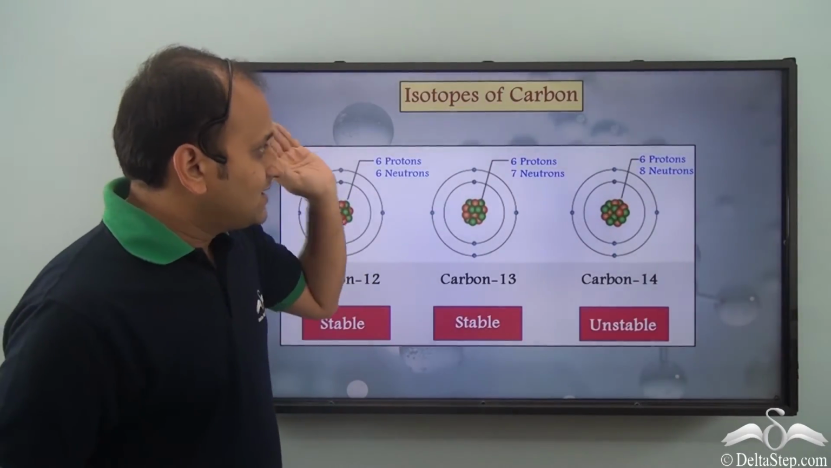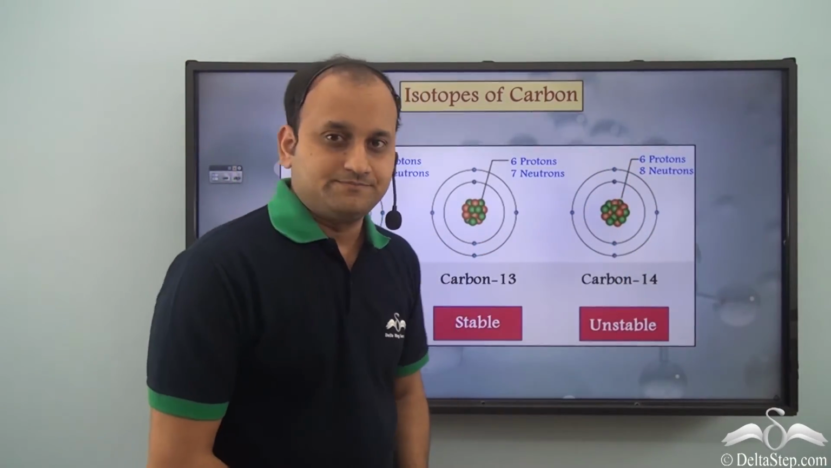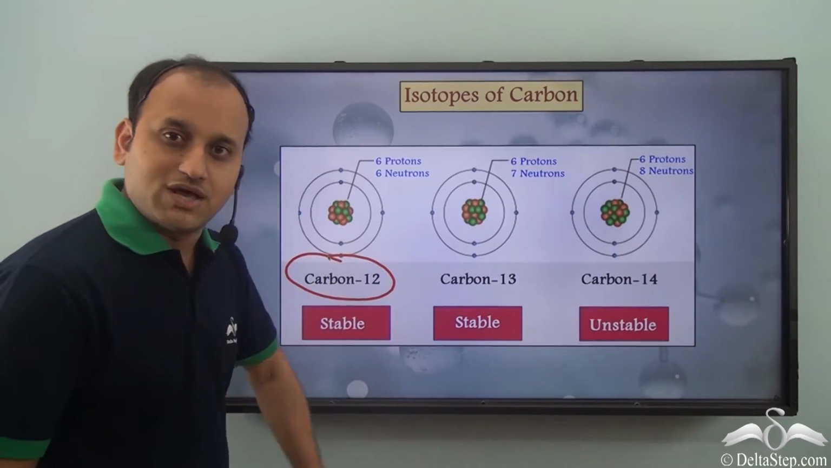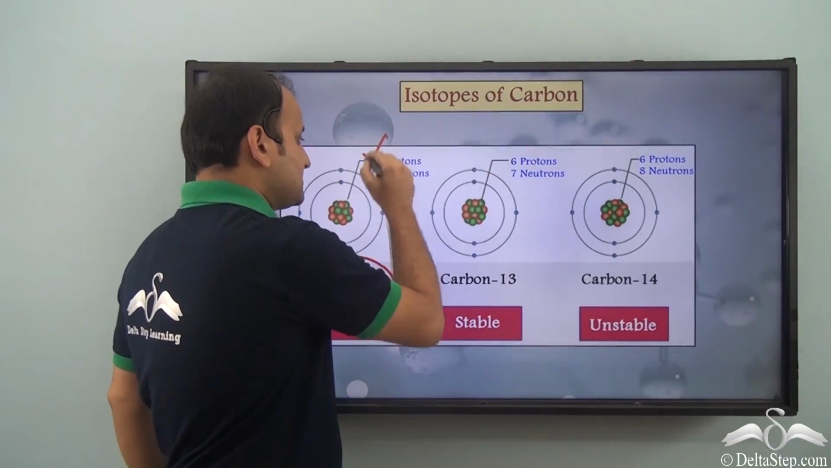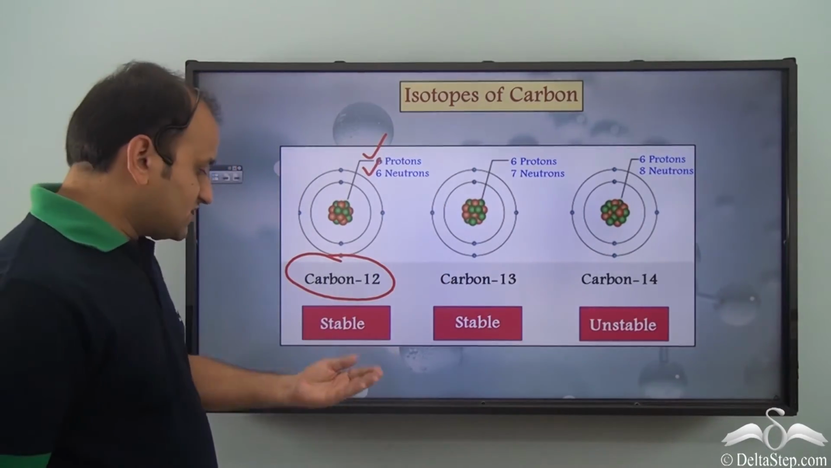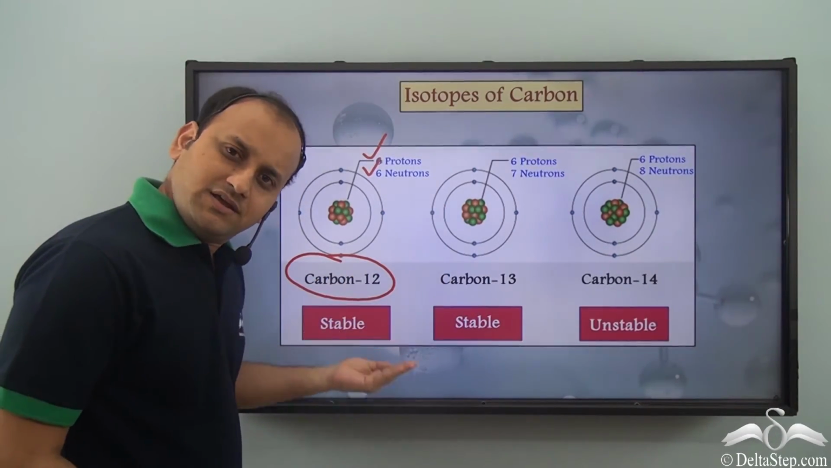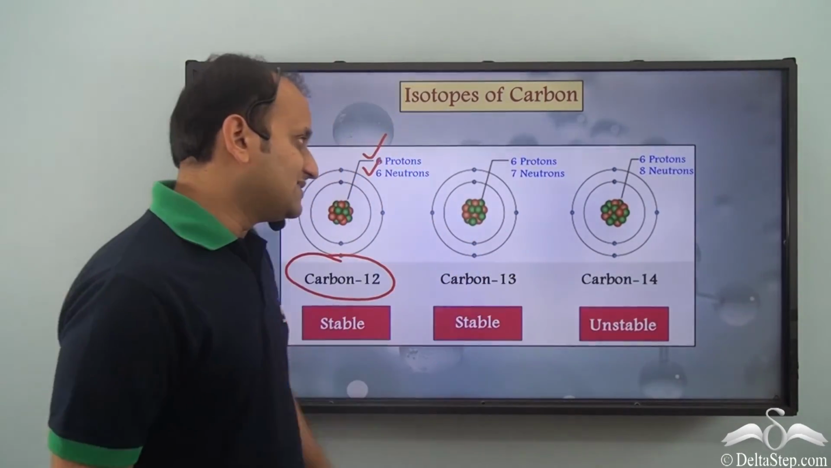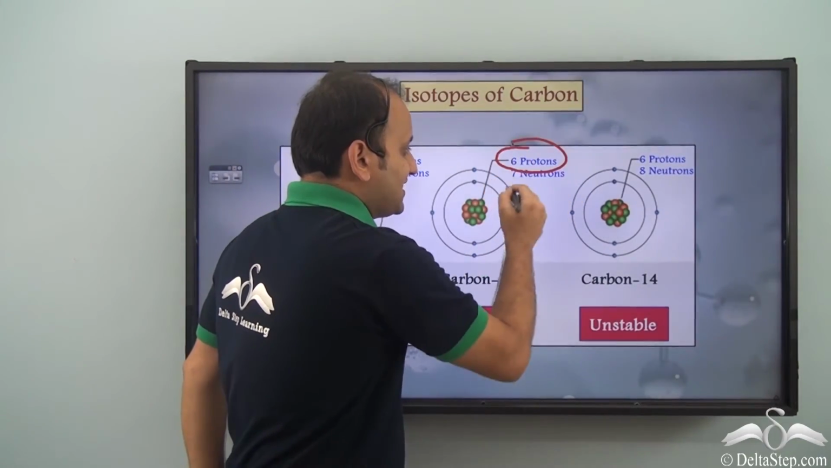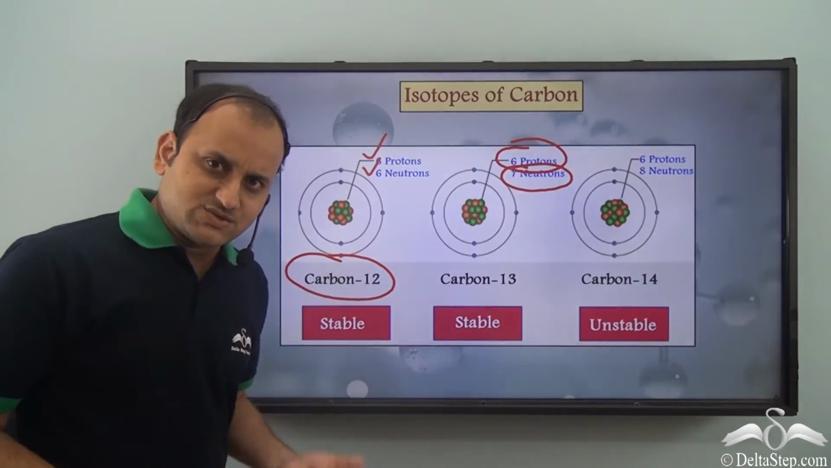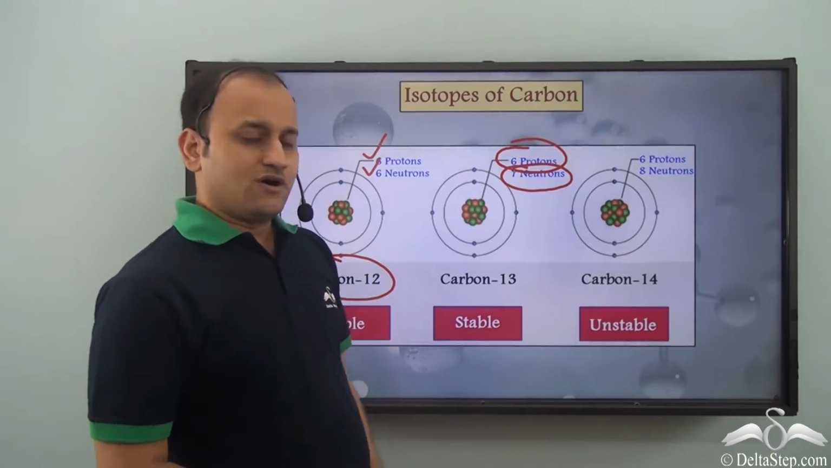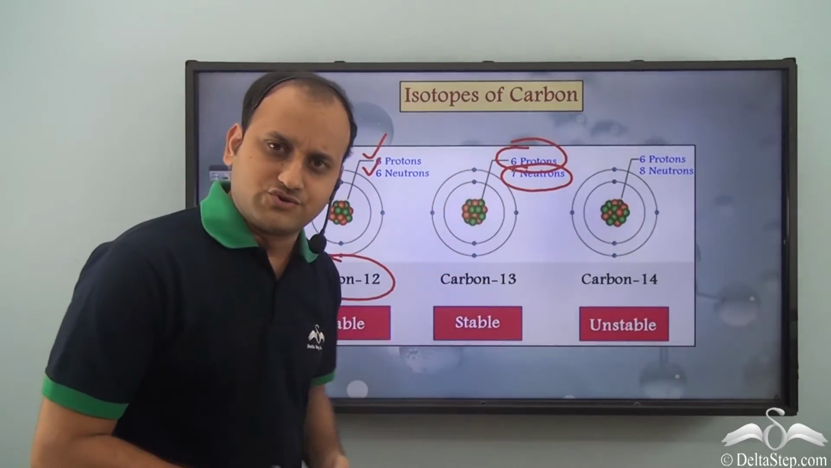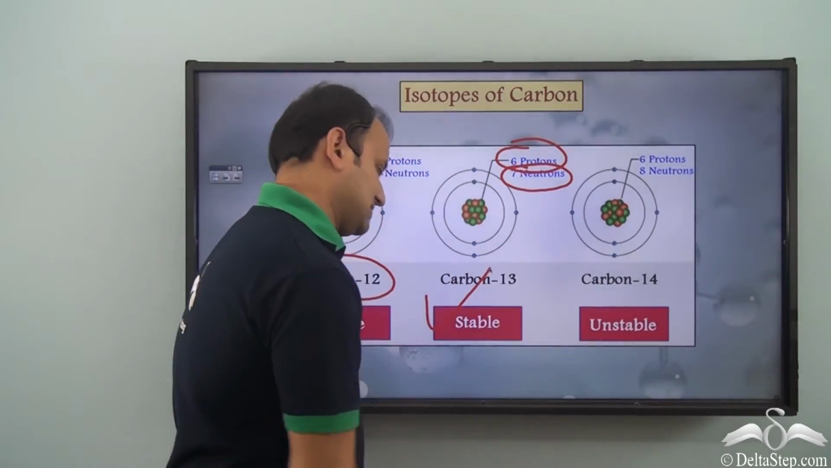Now, these are the isotopes of carbon. This is the most common form of carbon which we encounter, carbon-12. It has 6 protons and 6 neutrons. So, definitely it has a stable nucleus. Another isotope of carbon is carbon-13. Again, in this case, we have 6 protons and 7 neutrons. So, what is happening? The number of protons is just 1 less than the number of neutrons. So, again, this is stable.